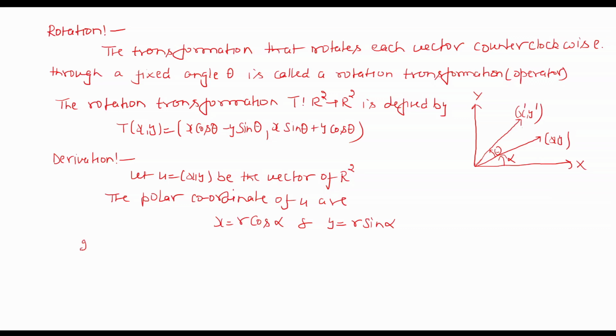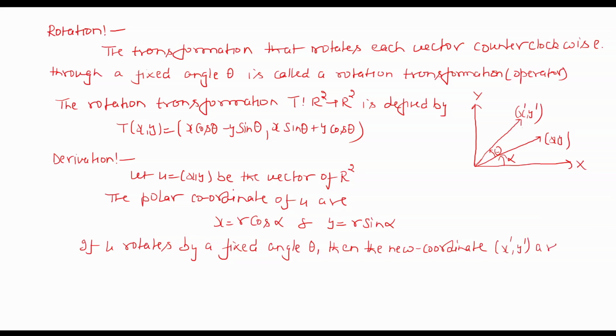This is the polar coordinate of this vector u, whose components are x and y. Now, if u rotates via a fixed angle theta, then the new coordinates (x', y') are given by... so what should be the x'?